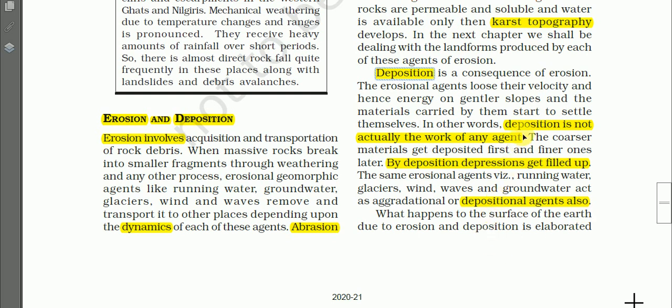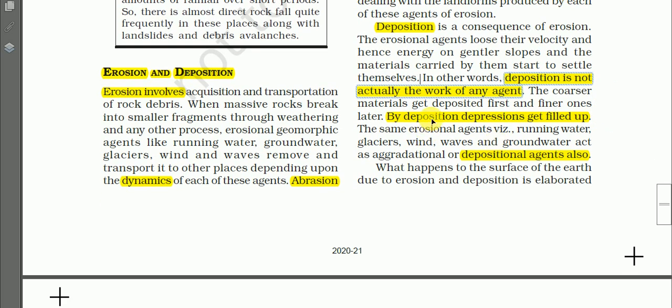In other words, deposition is not actually the work of any agent. Simply it is the settling down of the materials transported by the agent. And by deposition, depressions get filled up. The low-lying areas are filled up by the deposition process.